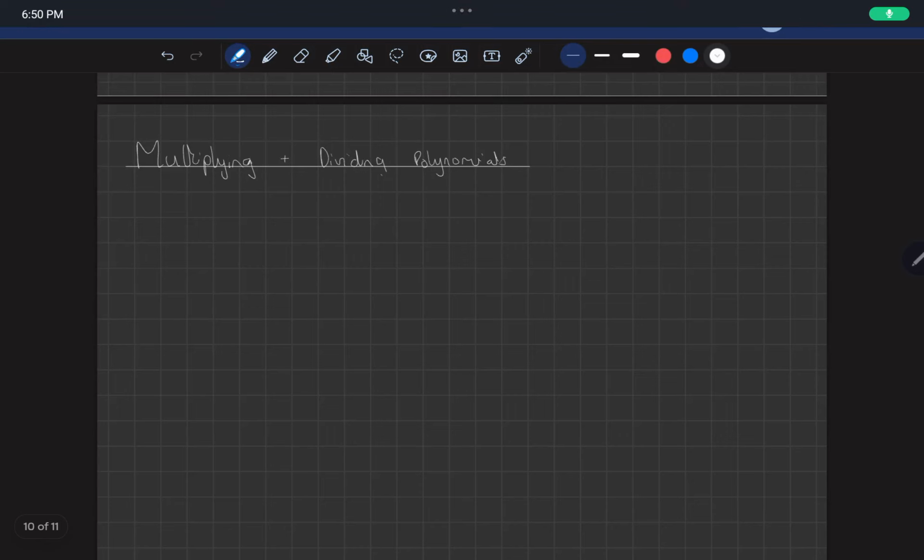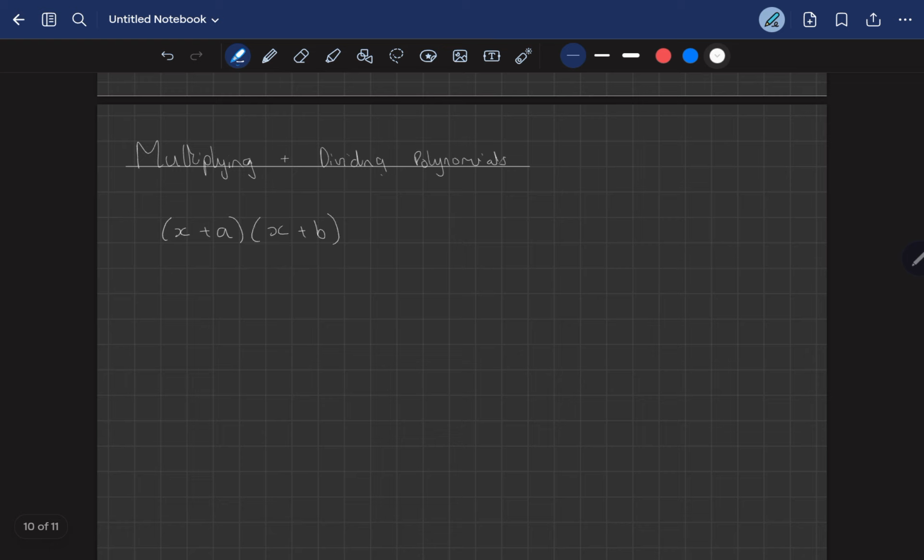Multiplying and dividing polynomials. Let's take the general form when multiplying polynomials together. So let's do x plus a times x plus b. How do we work this out? Now, when multiplying two numbers together, we could visualize their product as the area, when one side length is x plus a and the other side length is x plus b.